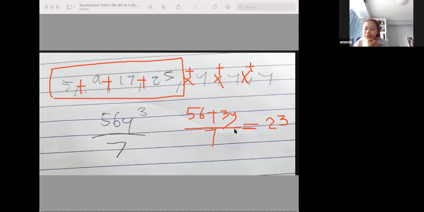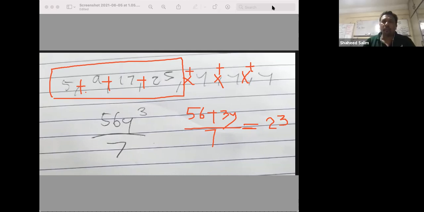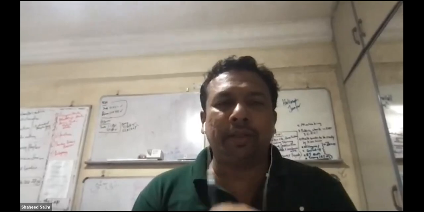Negative 1, 2, 3. Okay, show me. I didn't do the working. You don't do the working. Okay, all right, then we'll do the working.